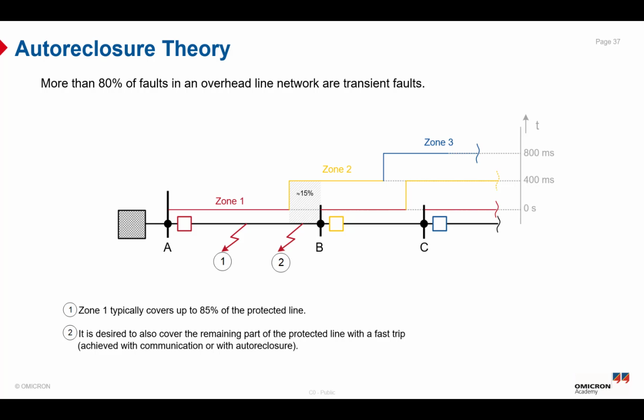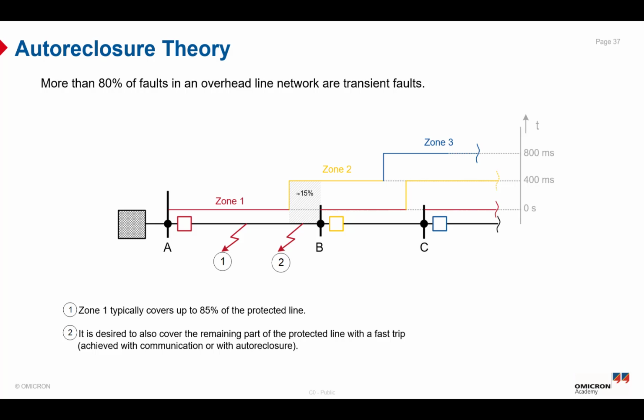And as you can see from our screen here, how to reach 100% selectivity of the protected line with the regular time grading? Zone 1, which is the undelayed or instantaneous trip, typically covers up to 85% of the protected line. But how to cover 100% of the protected line? It is desired to also cover this remaining part of the protected line with a fast trip.